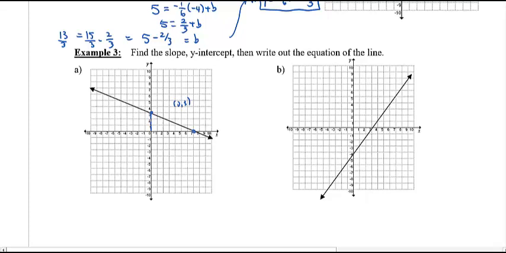1, 2, 3 down. 1, 2, 3, 4, 5, 6, 7. So 3 down, 7 to the right. The slope here must be -3/7, which makes this question pretty straightforward. y equals -3/7 x plus, what's the y-intercept again? Yeah, 3. Done.